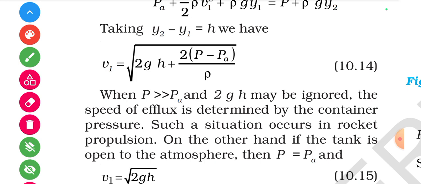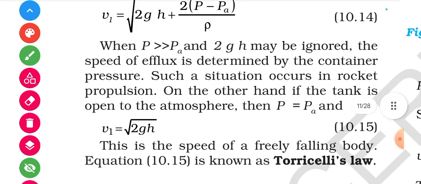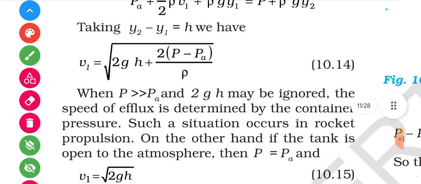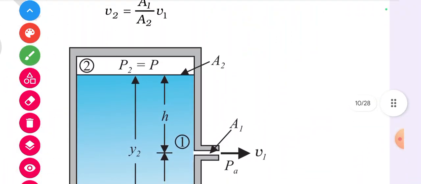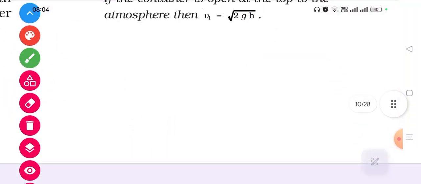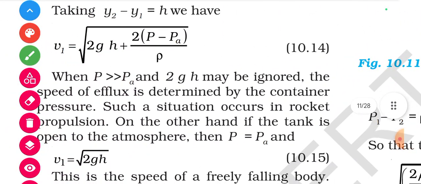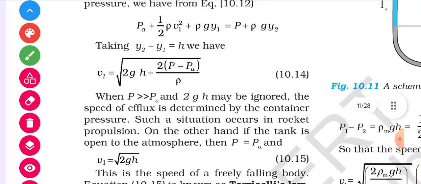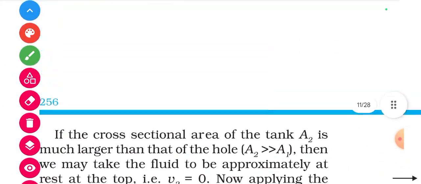On the other hand, on the earth, for an open tank, the atmospheric pressure and this pressure will be the same. This part will be pa also, so it will cancel out. So what only remains is v1 is equal to root 2gh, which is the speed of a freely falling object, and this is Torricelli's law. I hope you understand Torricelli's law clearly.